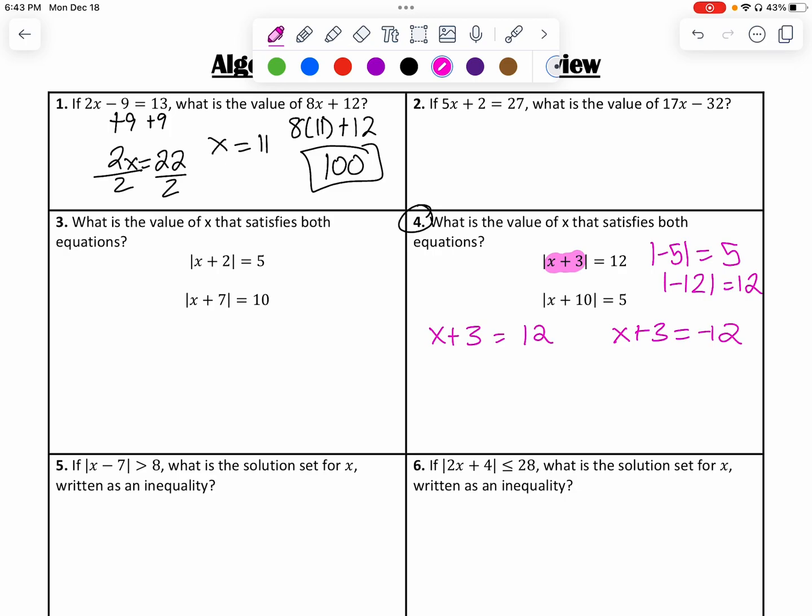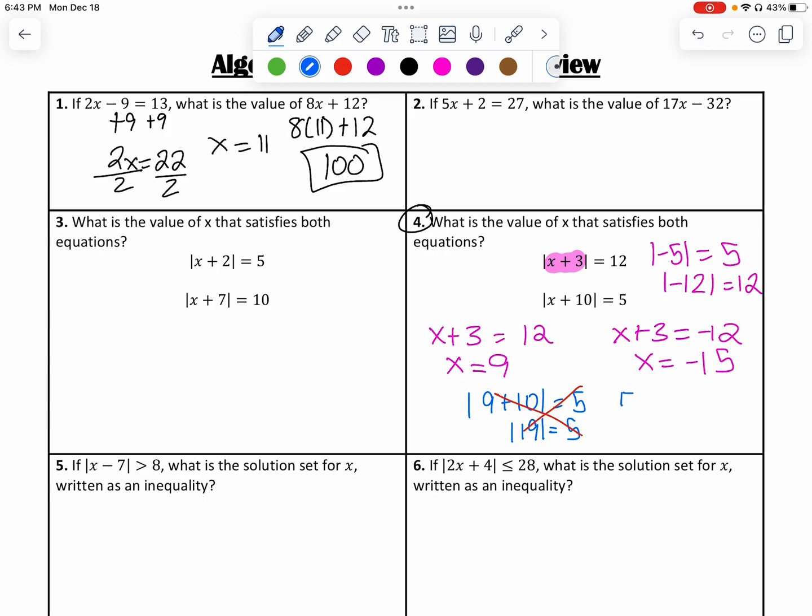So from here, we're just going to solve both sides. So we'll have x is equal to 9, and x is equal to negative 15. And from there, we've solved this first equation, which is great and all, but we want to see where we satisfy both equations. So we're going to plug both of these values in and see if they both give us what we want. I'm going to plug into our other equation. So we'll have absolute value of 9 plus 10, which I don't know if it's equal to 5. So absolute value of 19 is equal to 5. Does 19 equal 5? No, it does not. So no. Okay, let's try the other one.